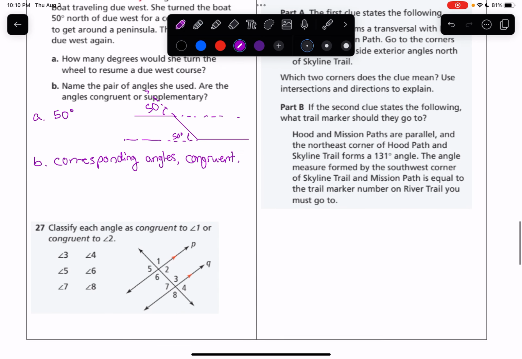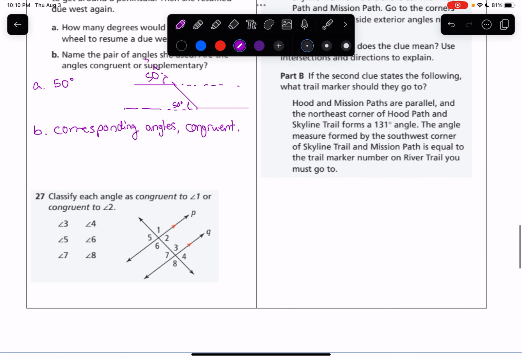Number 27, classify each angle as congruent to number 1 or congruent to number 2. Again, simple diagram. Angle 3 is congruent to angle 1. Angle 5 is congruent to angle 2. Angle 7 is congruent to angle 2. Angle 4 is congruent to angle 2. Angle 6 is congruent to angle 1. And angle 8 is congruent to angle 1. That same diagram that we've seen already.